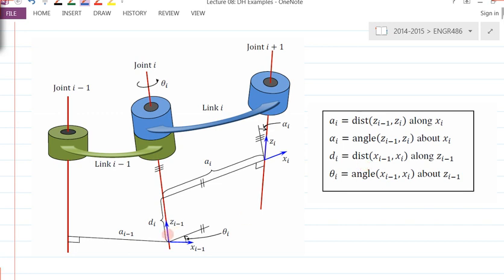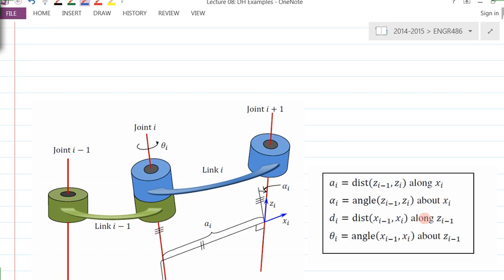So, just a quick review here. a_i is basically the distance between the two z-axes. Generally, we call that the link length. Alpha_i is the angle between the two z-axes. We call that the link twist. And d_i is the distance between two adjacent x-axes, called the link offset. And theta_i is the angle between the two adjacent x-axes, and we call that the link angle, the rotation basically.